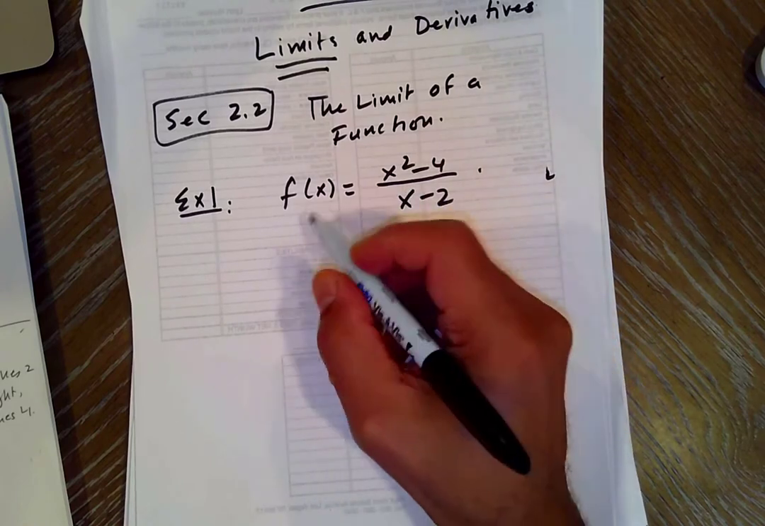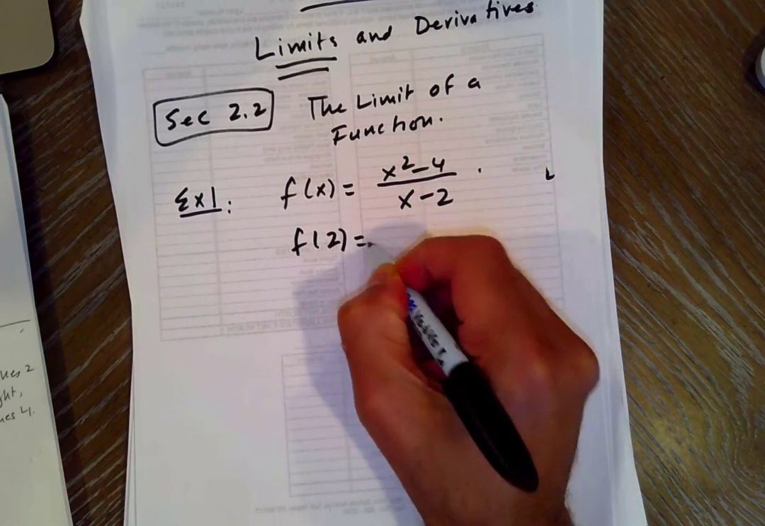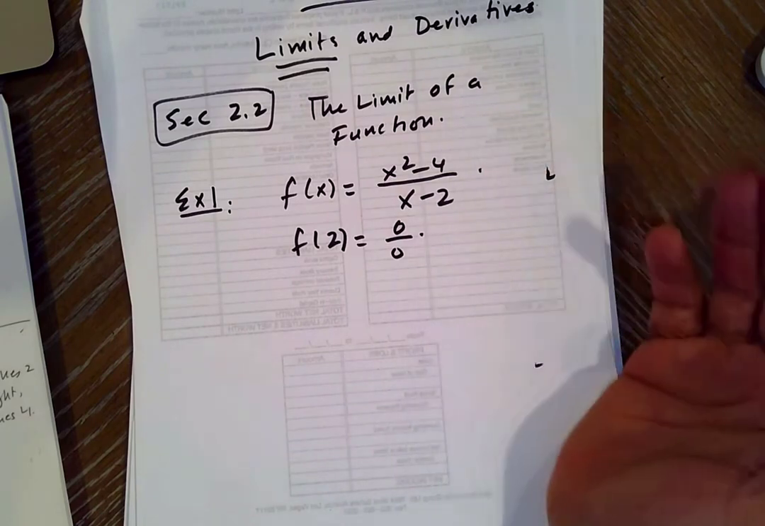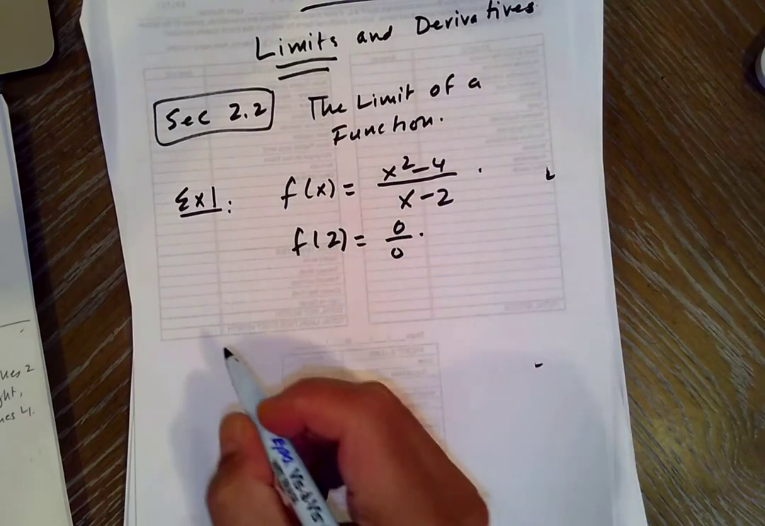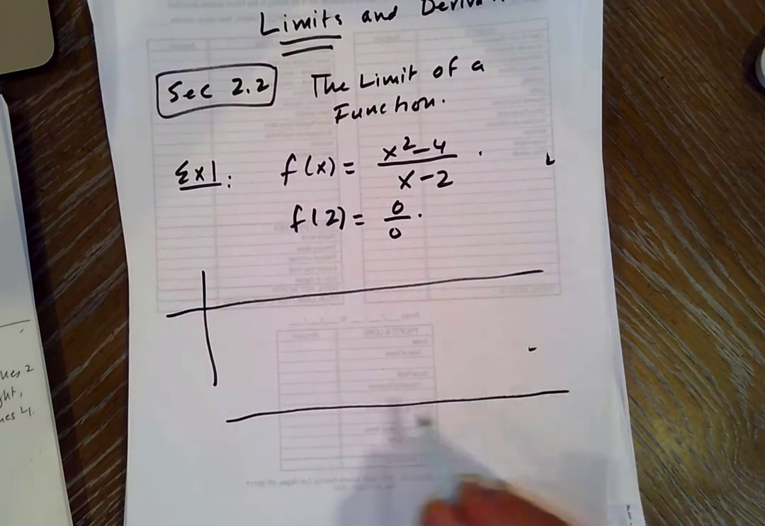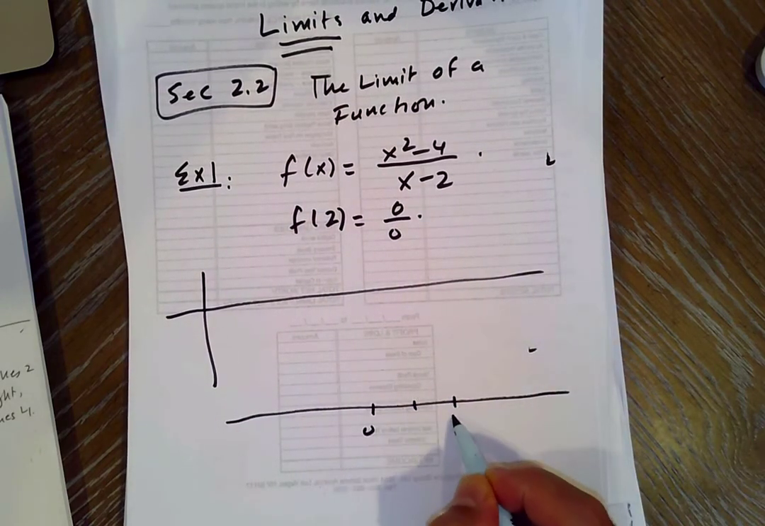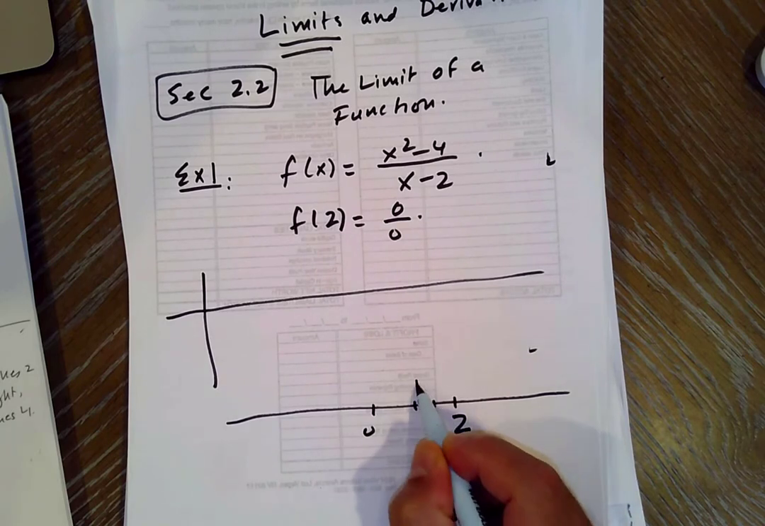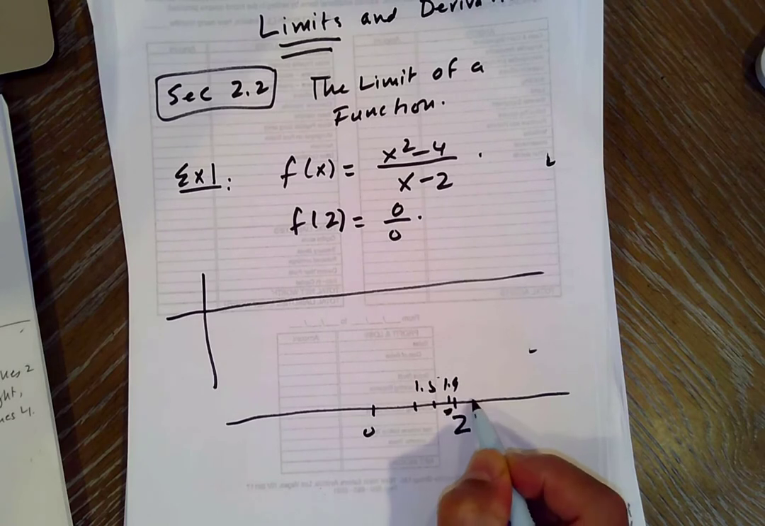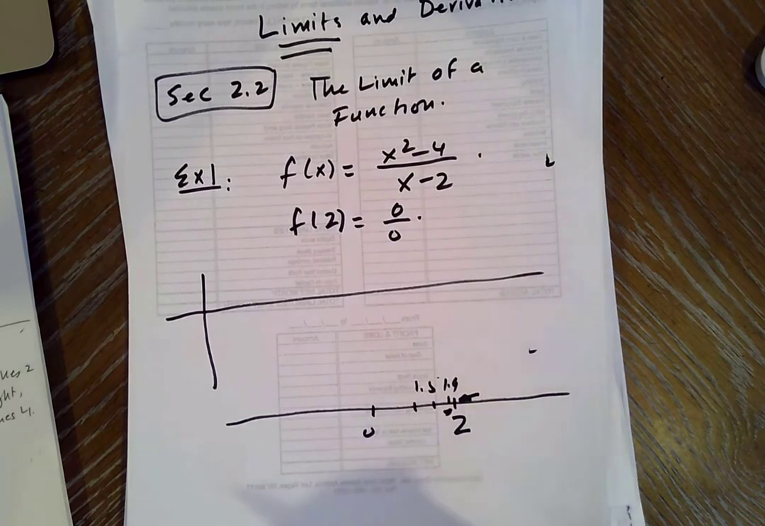Because if you look at this, if you try to do f of 2, it's going to be 0 over 0. We don't know from algebra what that is. So what happens if I approach 2 from the left? If you look at the number line, 2 is right here. What happens if I plug in 1.5, 1.9, and 1.99, and then 2.1, 2.01, and so on? I want to just understand what happens.